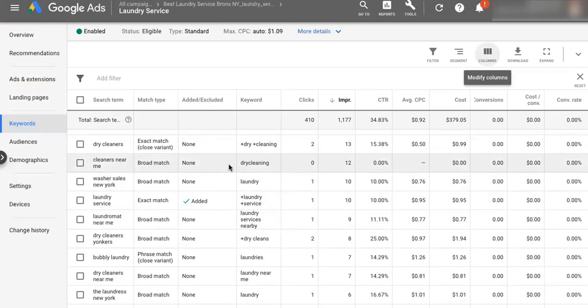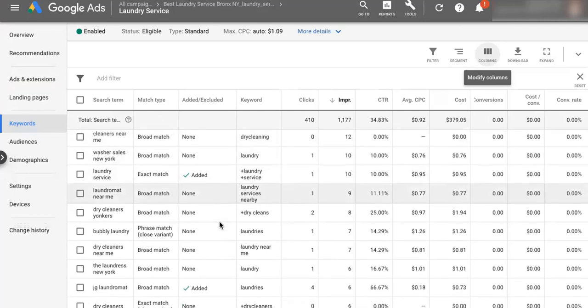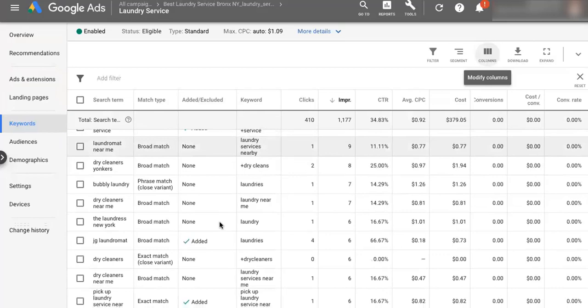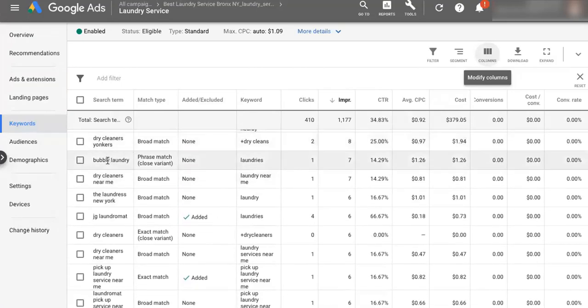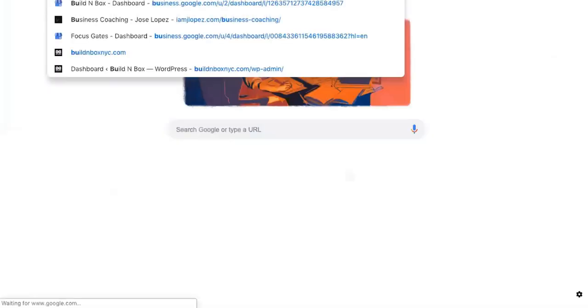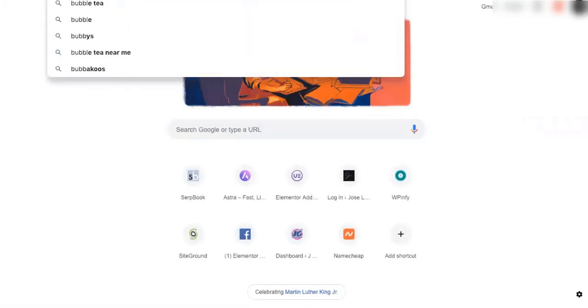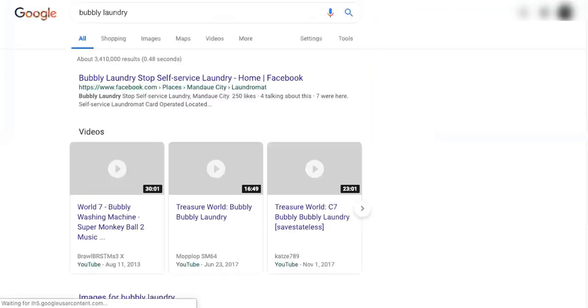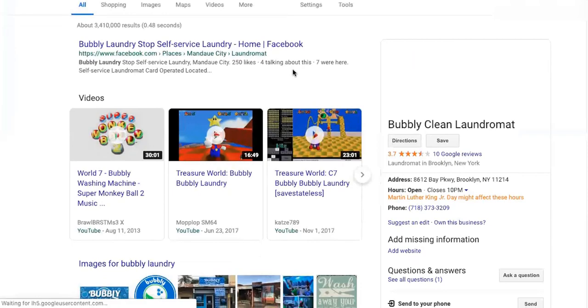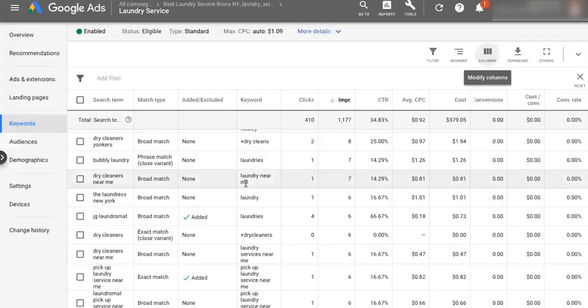Exactly. Washer sales New York laundry. No. Wouldn't be happy with that. Dry cleaners. Bubbly laundry. What is that? That's probably a competitor. Let me just double check. I think it's a competitor. Yeah, I guess this one, Bubbly Clean Laundromat. So it's a brand name of a competitor. Okay. So do they want to show for that? Are they aware they show for that?